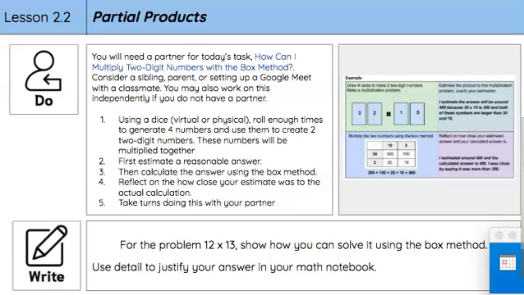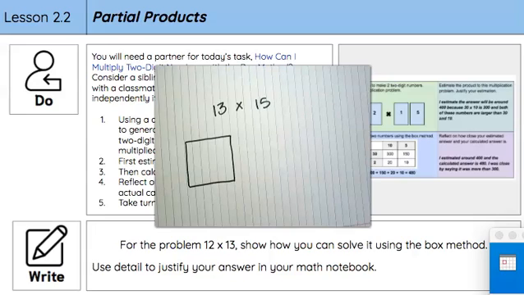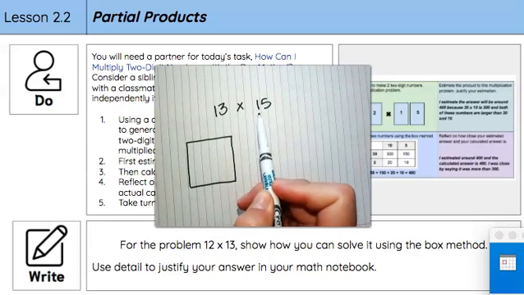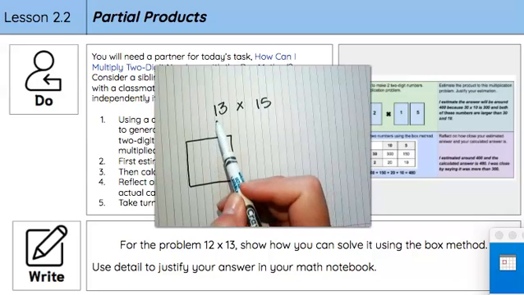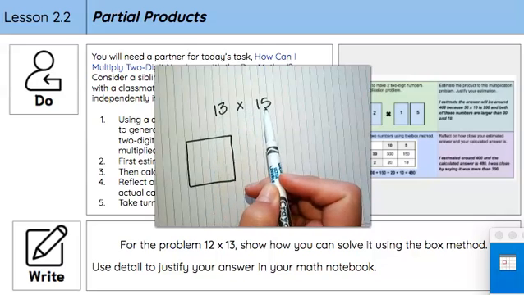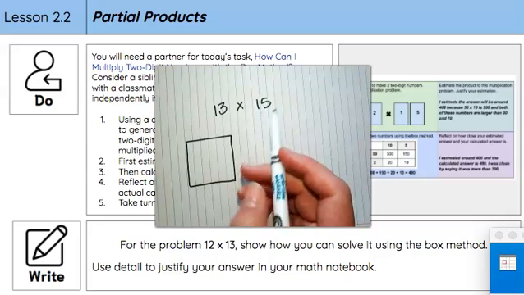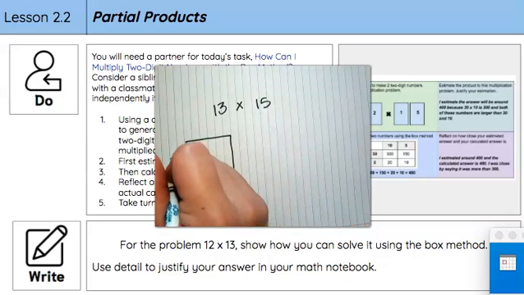Today we're going to continue to decompose numbers by their place values in order to solve two-digit by two-digit multiplication using partial products. Yesterday we worked on solving this problem using an area model. Instead of just using 13 times 15, we broke down these numbers by their place value to make it a little bit easier for us.